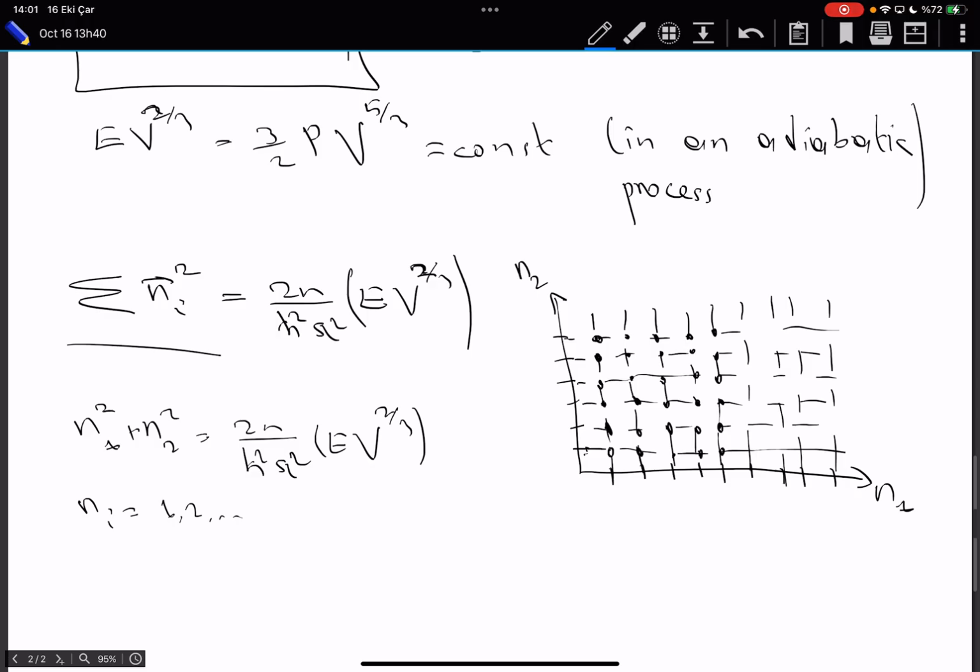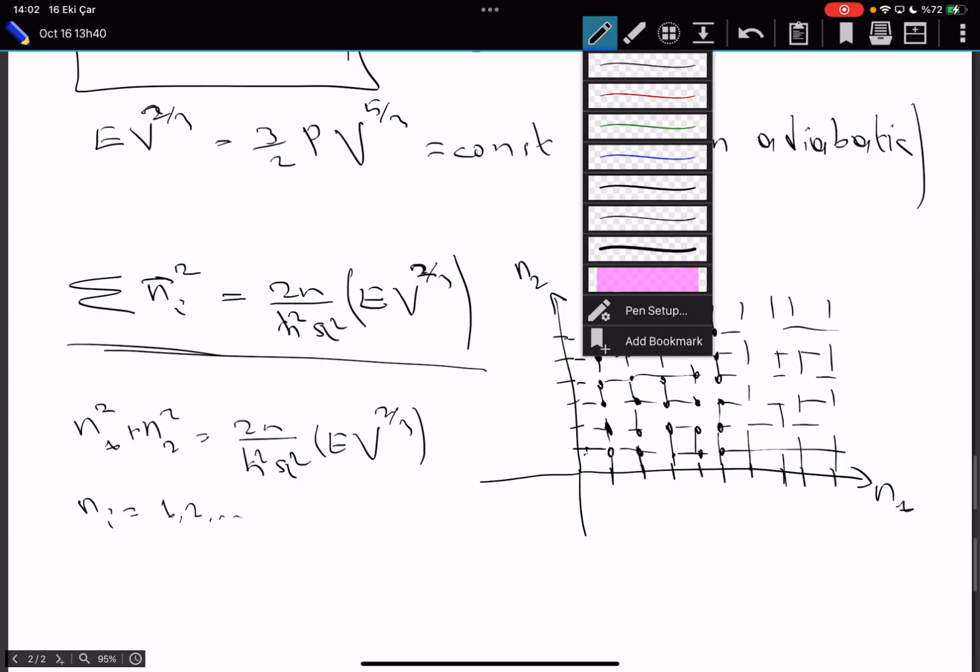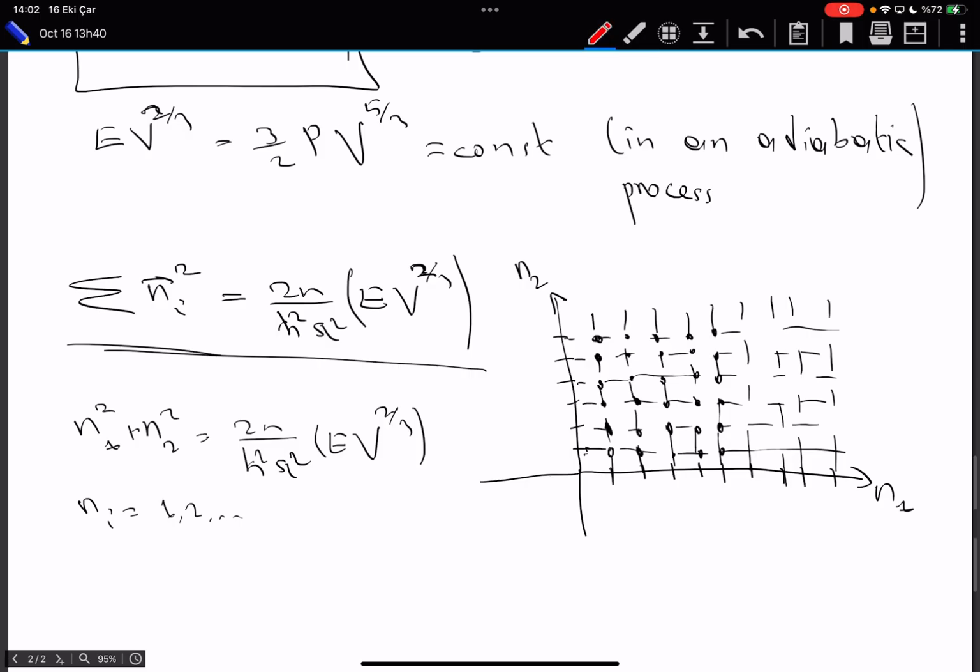Now what I want, well, this equality just gives me a sphere. By the way, I don't have any microstates on the other quadrants. I only have microstates in the first quadrant. In your homework, you will have microstates in all the quadrants. What do I want? I want to count the points passing through a given circle.